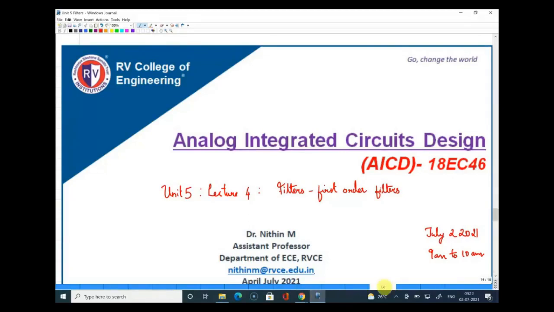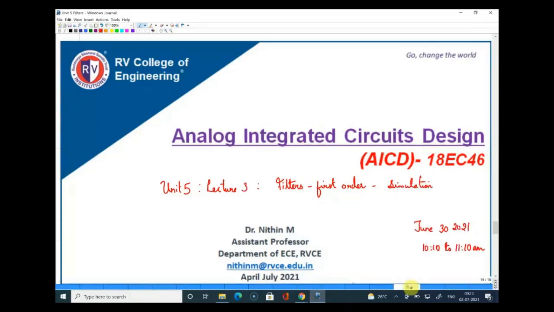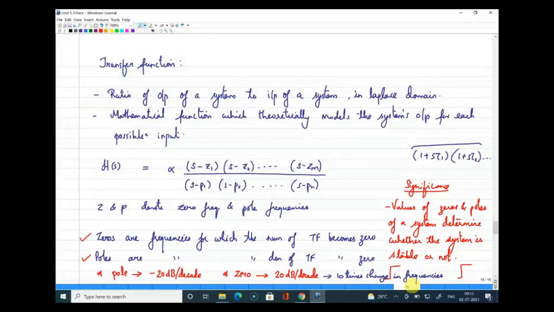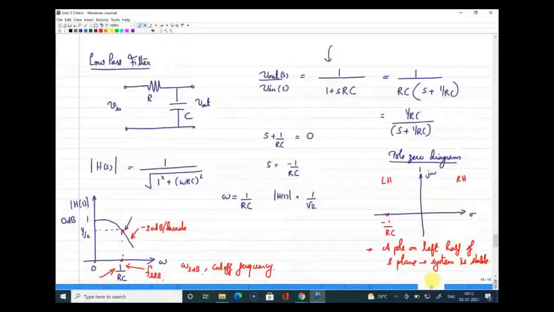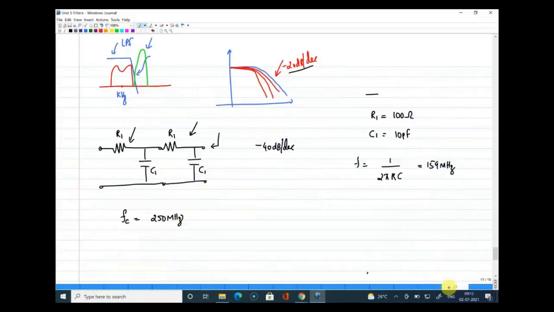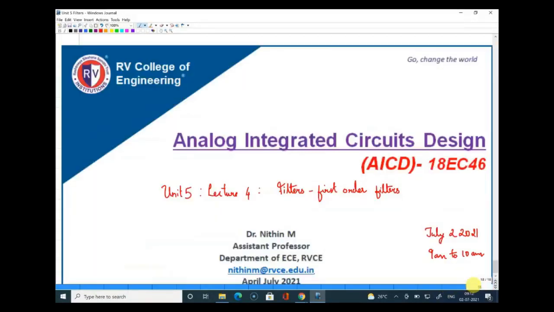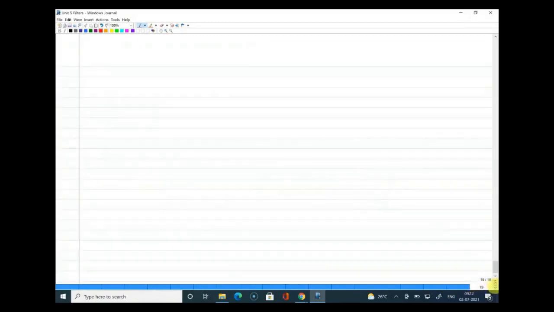So in the previous class, we just looked at the transfer function of a filter. We expressed it in the form of zeros and poles, and we also looked at the significance of a zero and a pole, how the filter characteristics will modify whenever it encounters a zero or a pole. And all this study we started with a simple low pass filter. So now we will start from the first order filters itself.